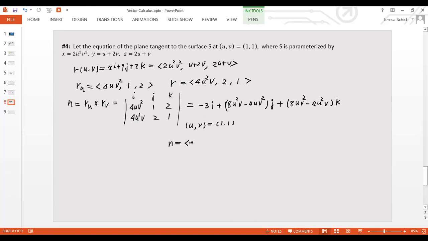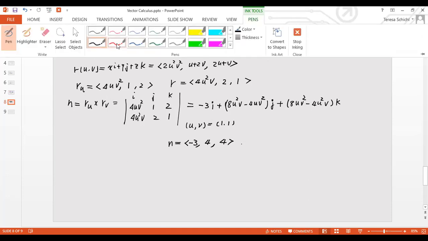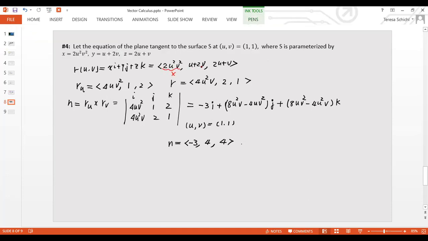So the normal vector is -3, then 1, 1 gives 4, right? Still good. So it's (-3, 4, 4) here. For the point, I plug in u and v into x, y, and z. So substituting 1, 1: x gives 2, y gives 3, and z gives 3.